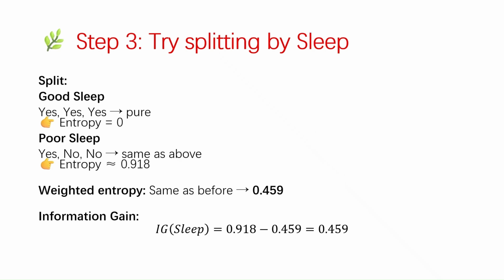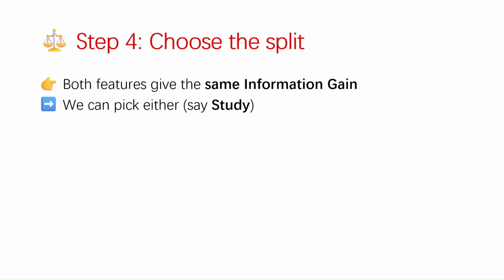Now, let's try another feature, sleep. Good sleep, all yes, clean. Poor sleep, mixed, still messy. Interestingly, this split gives us the same improvement as study. So both features are equally good at this step. Since both features give the same information gain, we can choose either one. Let's pick study as our first question.